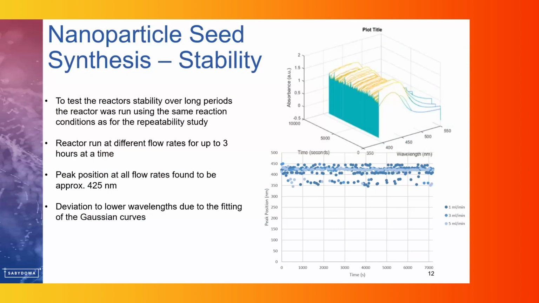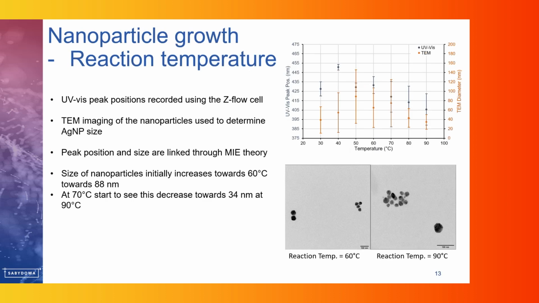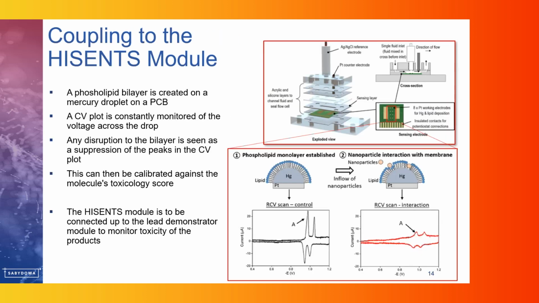And again, I won't labor this too much, but all this data we pass on to our colleagues, and the reactor is pretty stable. So we make nanoparticles of constant size and shape if we keep the reaction fixed. We can also explore the relationship between the flow rate and the diameter of the tubes and the temperature of the reactor, so we can control the size and shape of the nanoparticles by changing input variables, which is quite important.